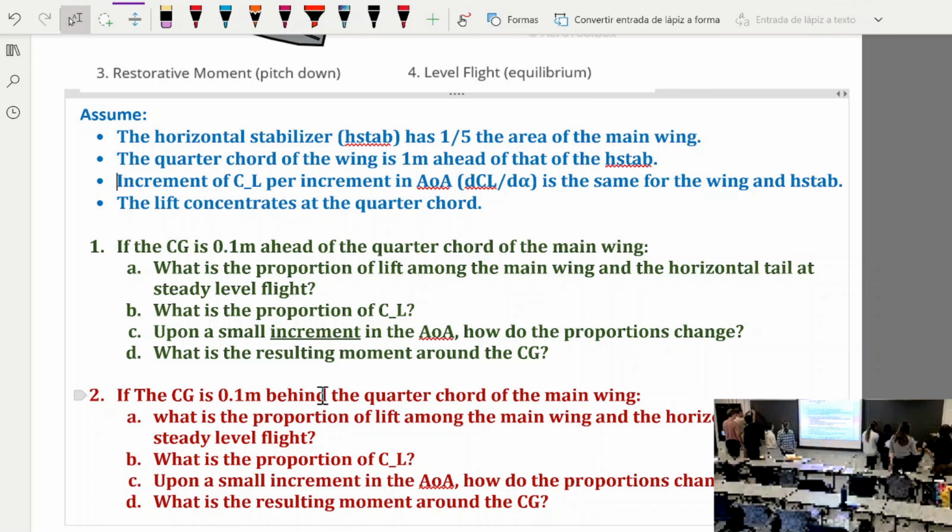coefficient changes. Well, wouldn't they not change, because you said the increment of CL per increment in angle of attack is the same for each one? This is the second question, right? Yeah. So now, if each of these increases by the same amount, would this change or not?